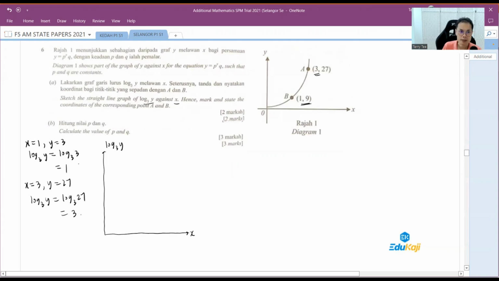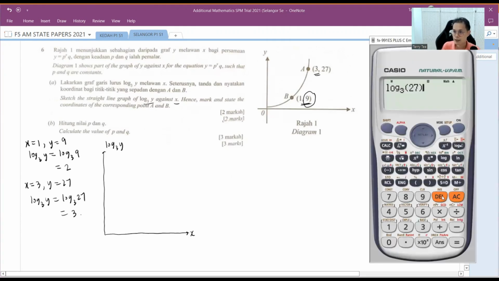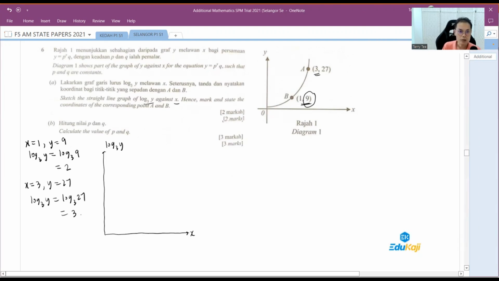Okay, I think I made a mistake here. This is log 3, 9. This is 9, sorry. This is log 3, 9. And this is now 2. Sorry for the error. I wrote wrongly. This is 9. Y equals 9. Log 3, 9 is 2. You can double check. Log 3, 9. This is 9 here. There you go. 2. So your coordinate is 1, 2 here. This point here is 1, 2. This point here is 3, 3. All right, I need to plot 1, 2, let's say around here.